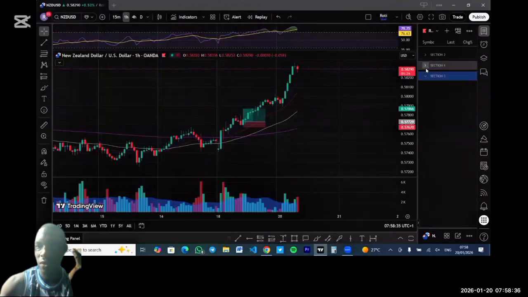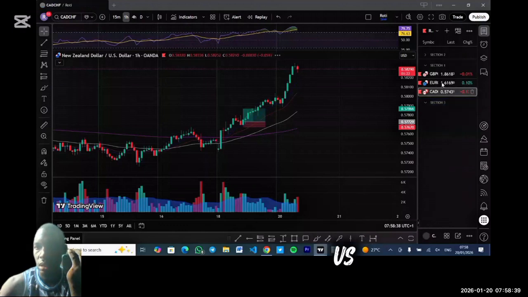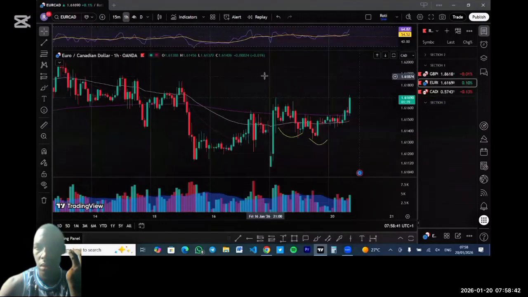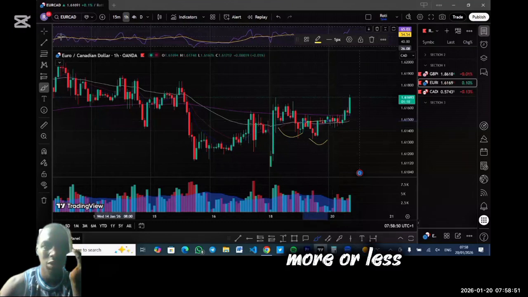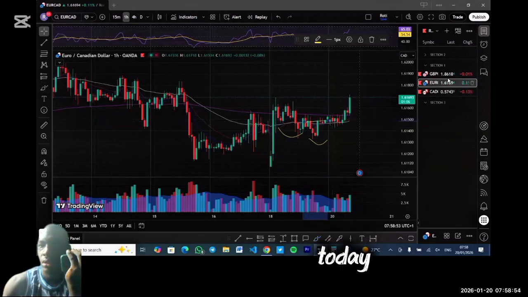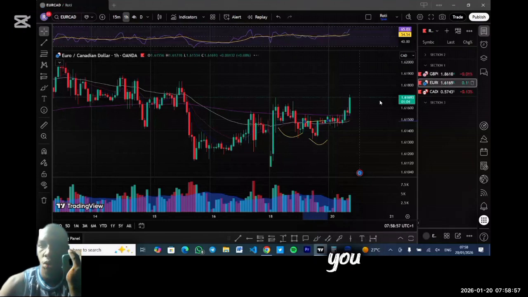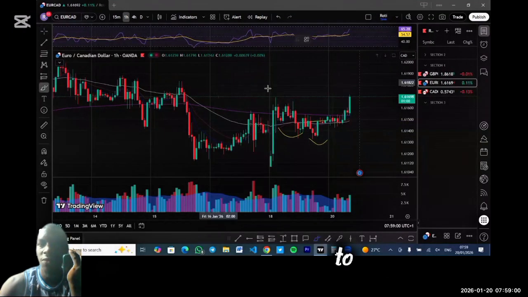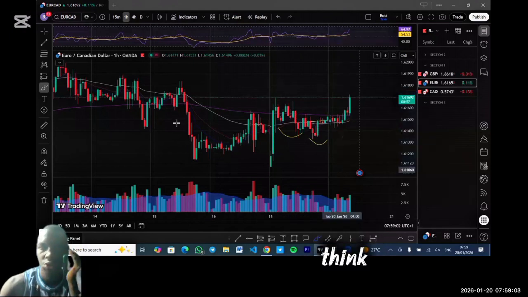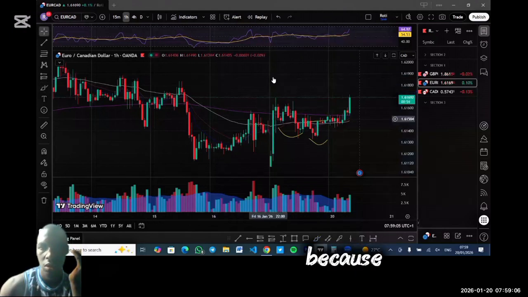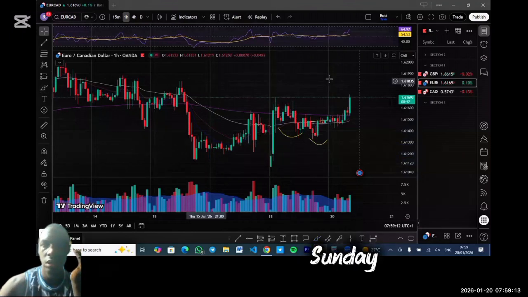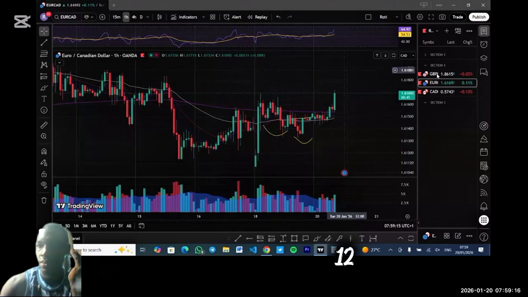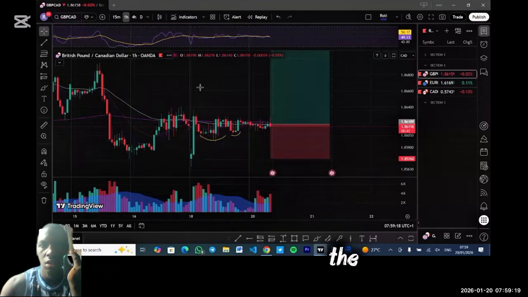While the EURCAD trade seemed to kind of fizzle out due to lack of activity in the US yesterday, so I closed my trade somewhere. Yeah, can't remember the exact place I closed it, for more or less break even. Today, because of the pound news, originally the idea was for CAD strength. But in this case, I think the strength has fizzled out because of this strong movement due to Trump's tariffs on Sunday. Oh no, Monday morning around 12. So the idea now is to sell CAD.